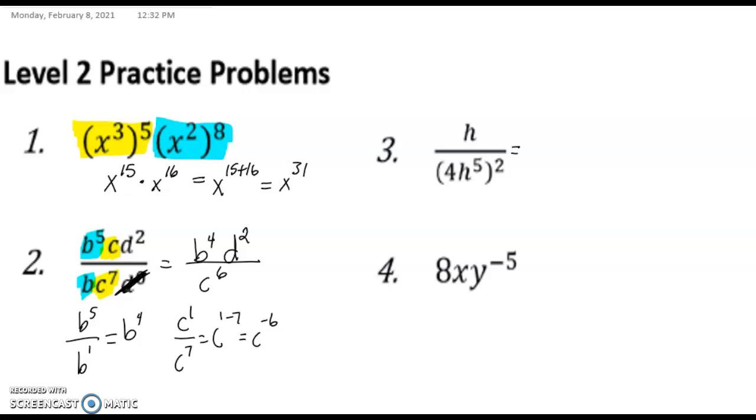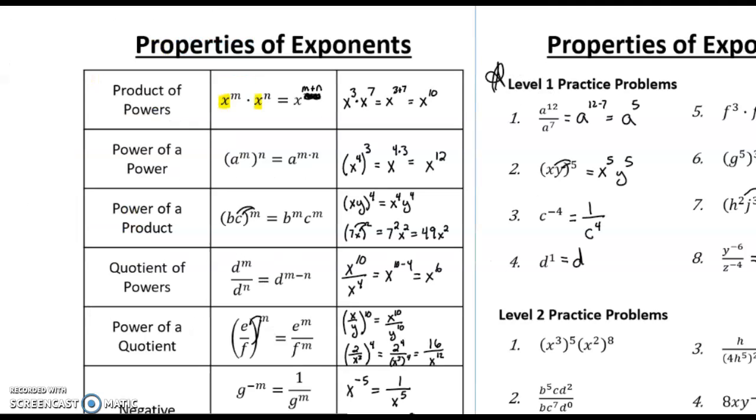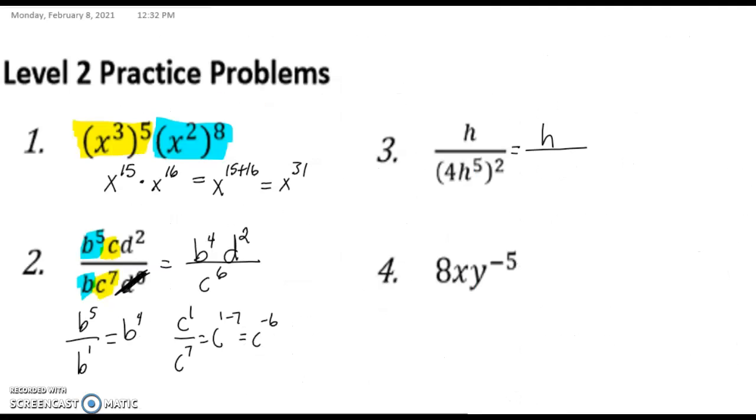So we have h on top. We can't really do anything with that right now. Down here we have a power to a power combined with a power of a product, where we distribute. So we are going to take that squared and distribute it to the 4 and to the h. So 4 squared is 16. And then right here we have h to the 5th squared. So h to the 5th squared, you multiply them and you get h to the 10th.